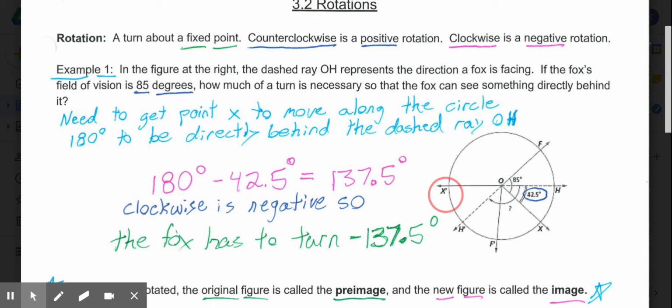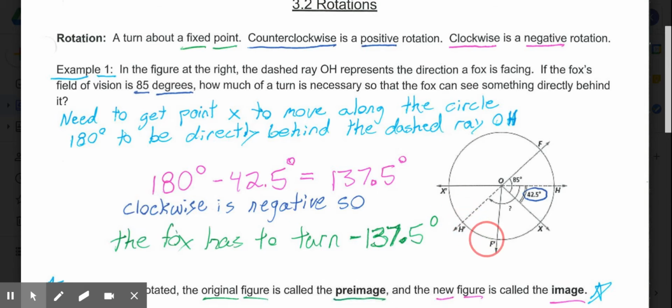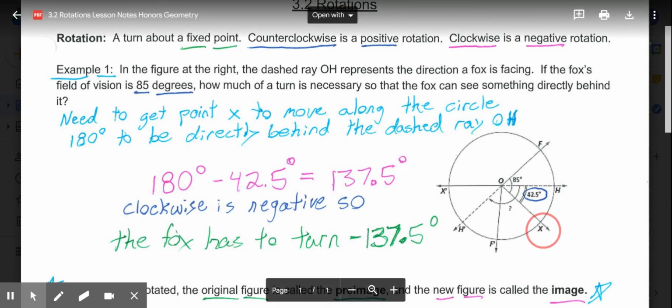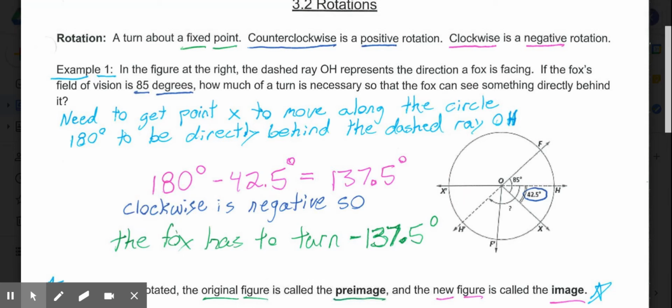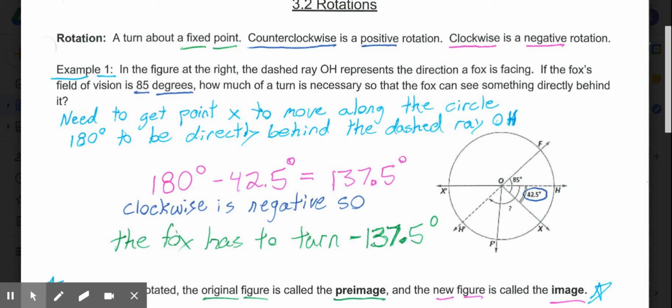Now these little hash marks, the apostrophes by the letters, X apostrophe, H apostrophe, F apostrophe, those read as X prime, H prime, F prime. And what that means is if X is originally here, X prime is going to be the final point where X ends up. If F is here, F will end up at F prime. H is here, H will end up at H prime. So those are the new locations of F, X, and H.